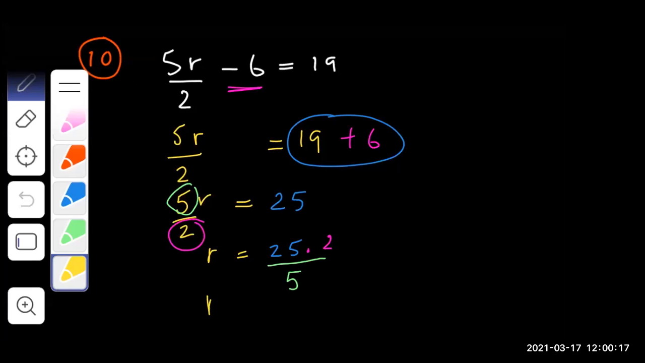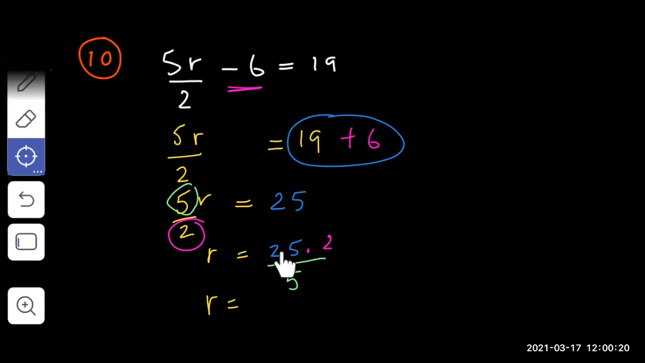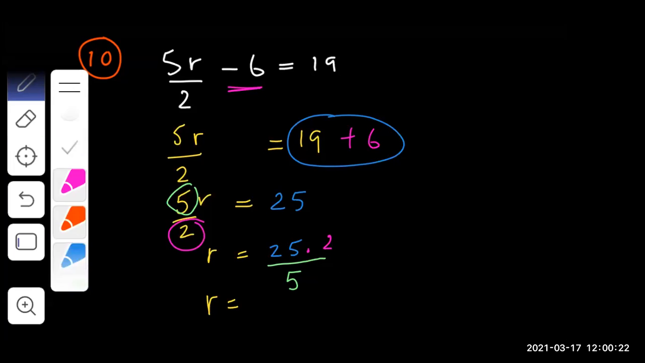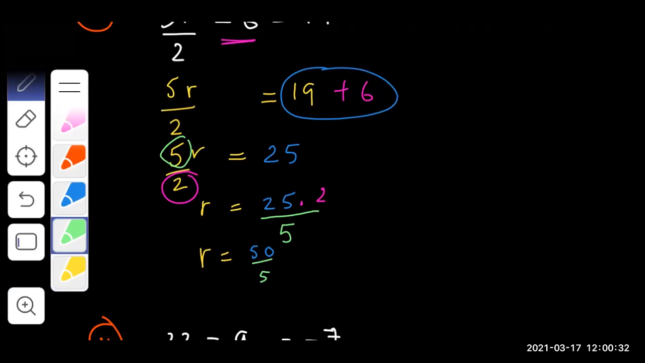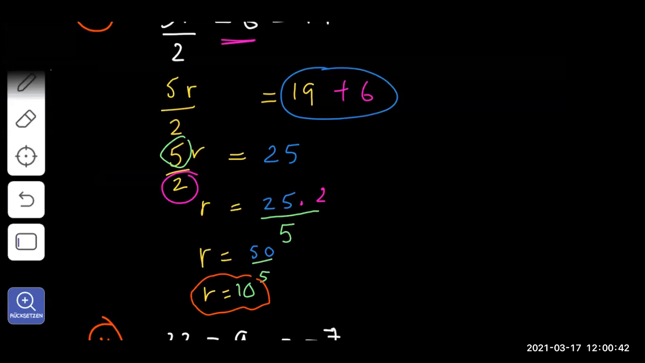Then, guys, let's solve that. 25 times 2 is 50 over 5. And what is 50 over 5? It would be 10. Correct. And that is our r equals 10. Guys, it's pretty simple, right? Again, if you got something like this, just take one at a time. The 5 is multiplying, on the other side it's divided. The 2 is divided, on the other side it's going to be multiplying. Pretty simple.